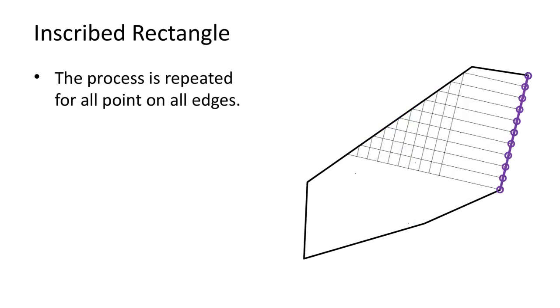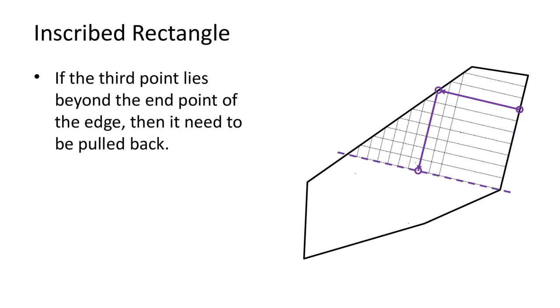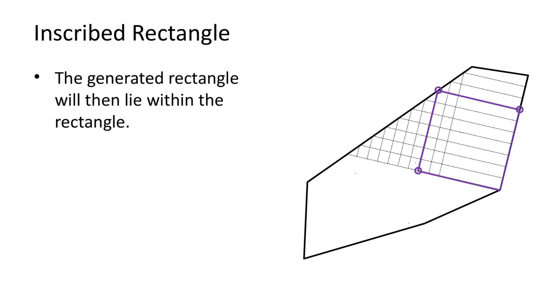Here is another edge. Again, a sequence of points is generated. Again, the 3 points are generated. In this case, it can be seen that there is a problem. The third intersection point is beyond the extent of the edge. In such cases, an additional step is required to pull the intersection point back. A valid rectangle is now generated.